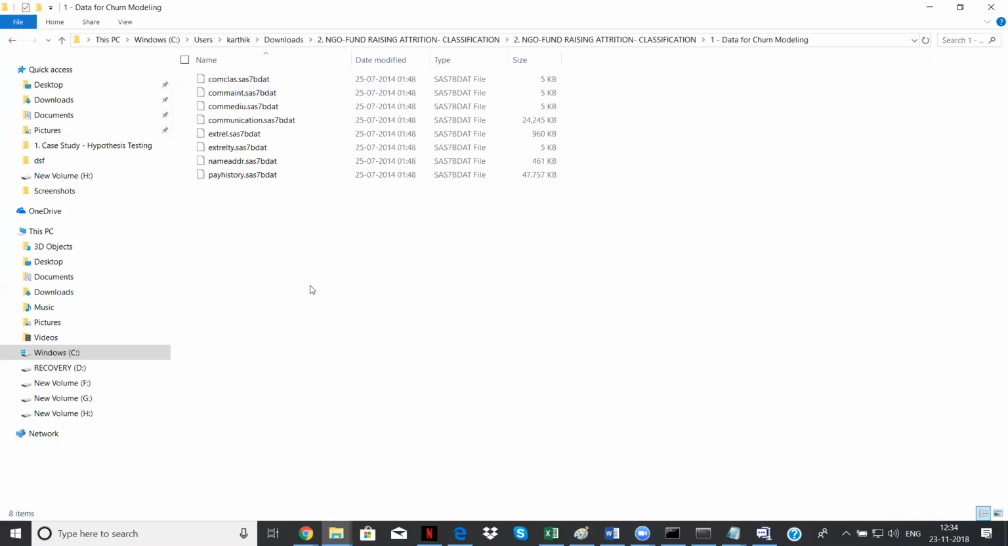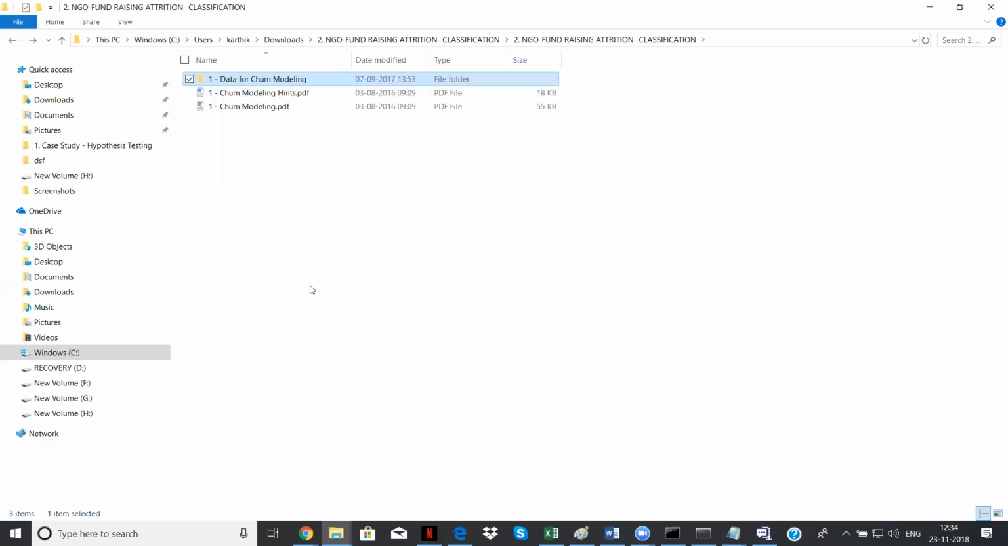Guys, listen up for the NGO fundraising attrition. This has a couple of variables, and the Y variable decides whether a particular donor is still associated with the NGO or not. That's a 1 and 0. So a lot of factors are involved here.